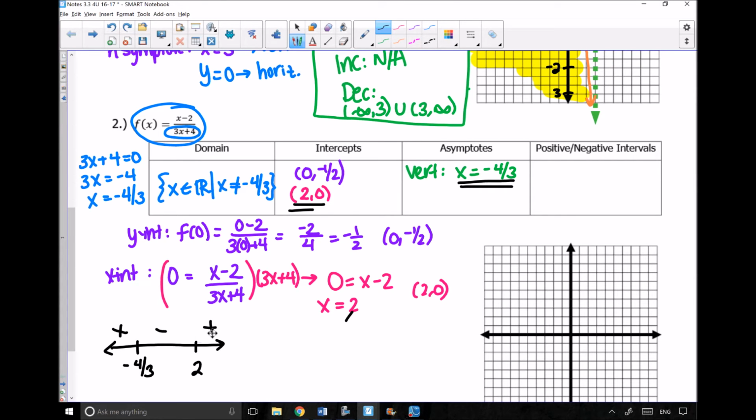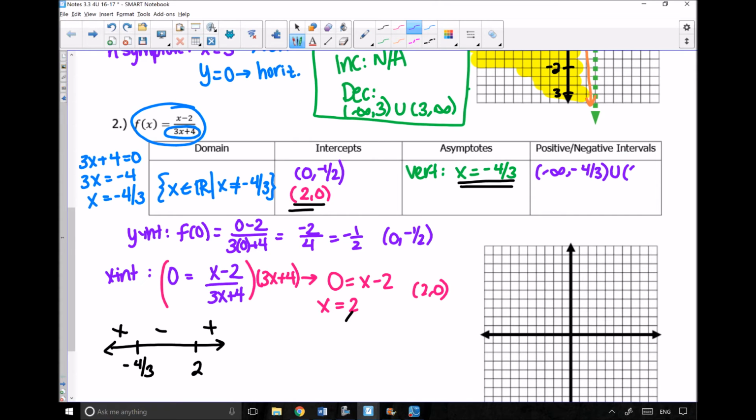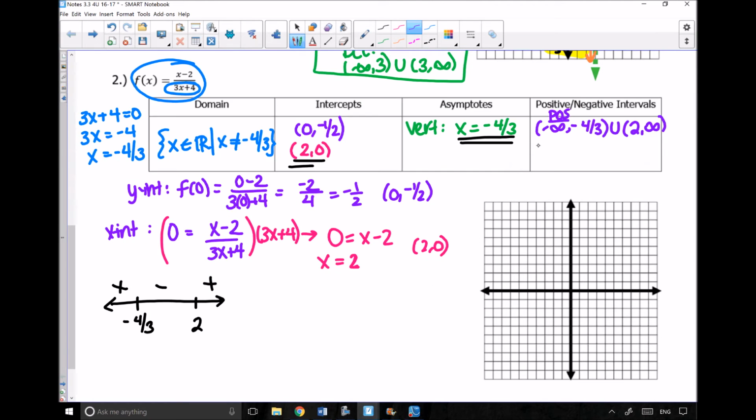3/19. So I know that my graph is going to be positive from -infinity all the way to -4/3, as well as from 2 to infinity, okay? So this is going to be my positive interval. And we conclude that it is going to be negative from -4/3 until 2.